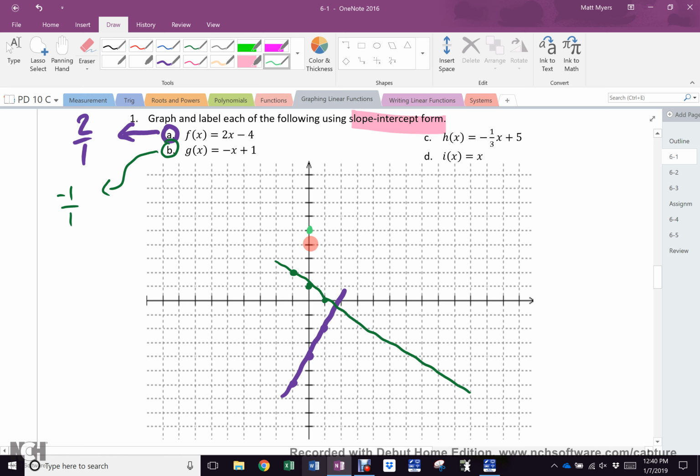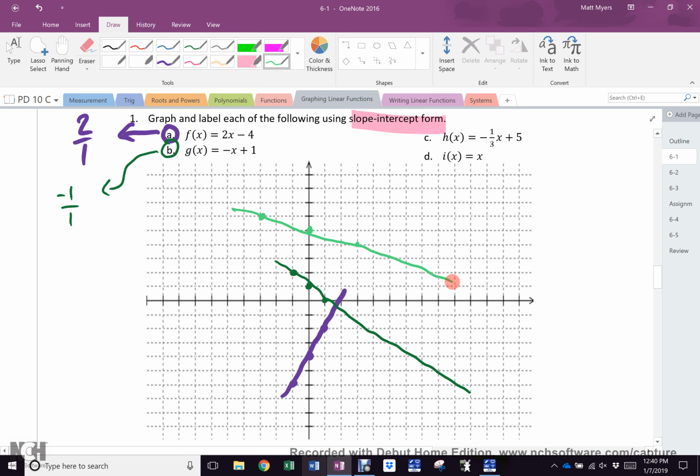Go to the right 3, or I will go up 1 and left 3. There is my negative run. There is my negative rise. Both of them will work, creating this line.